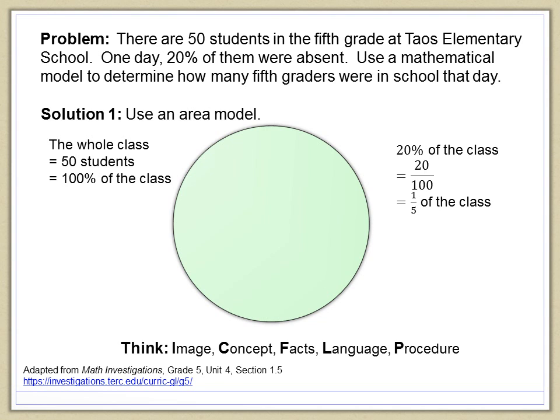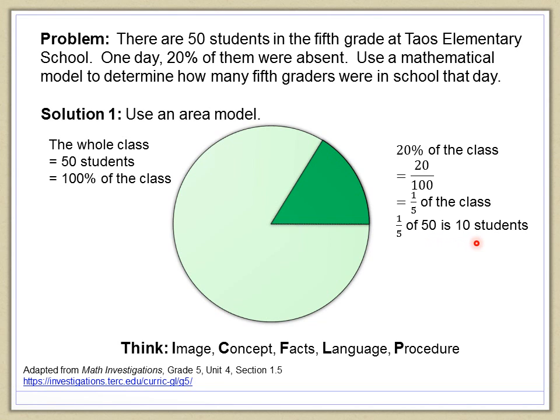So now we know the fraction of the class. We can represent that graphically by shading in 1/5 of the pie. The question is, how many students does this represent? And hopefully students understand that 1/5 of 50 students is 10 students.